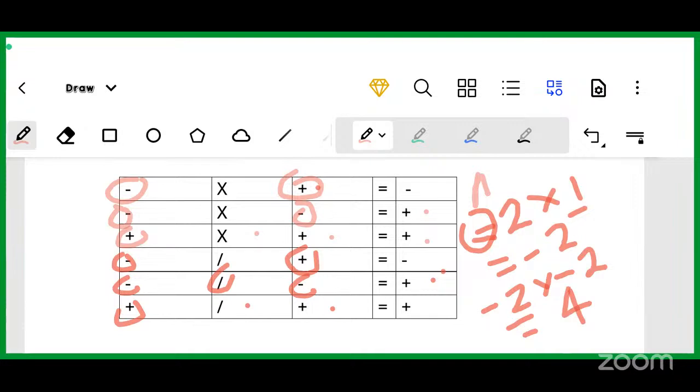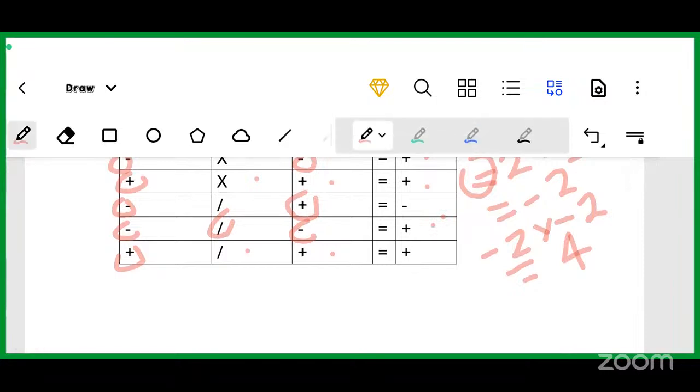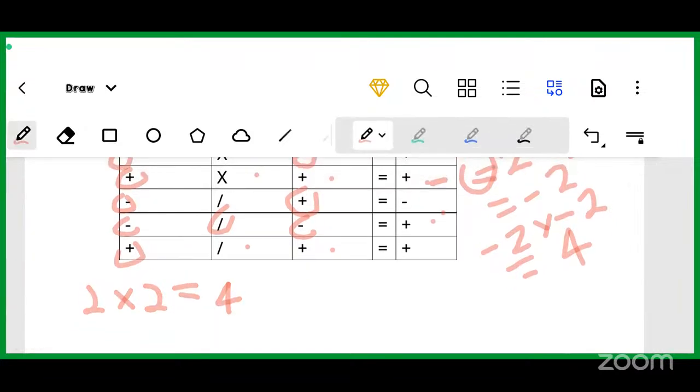Let me carry on with the third one. Now we are multiplying positive 2 by positive 2. The answer here is going to be positive 4. When you're dealing with division, negative divided by positive is going to give you a negative number. Let me just use positive 2.